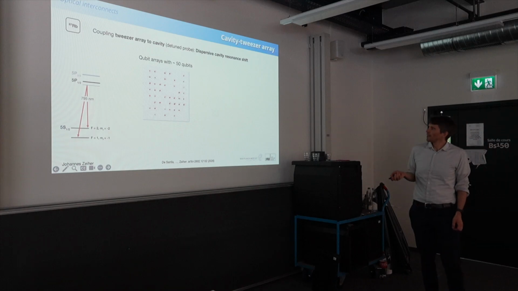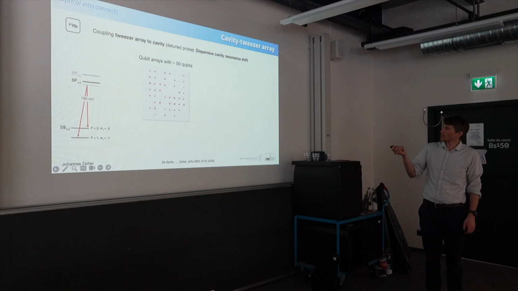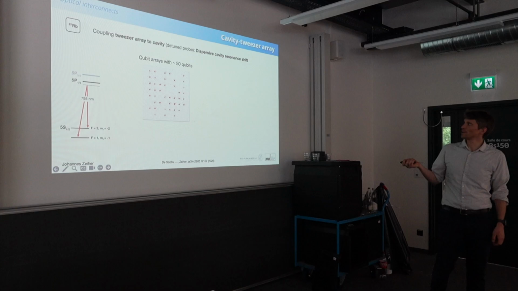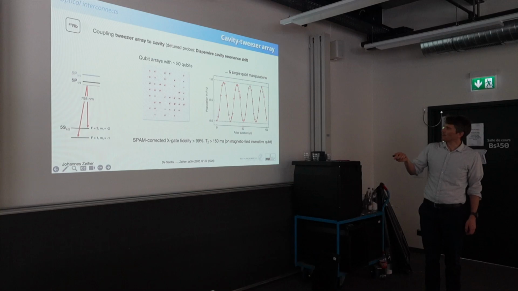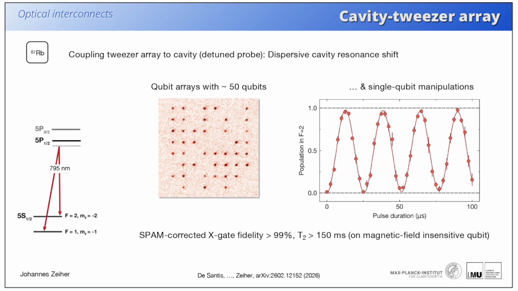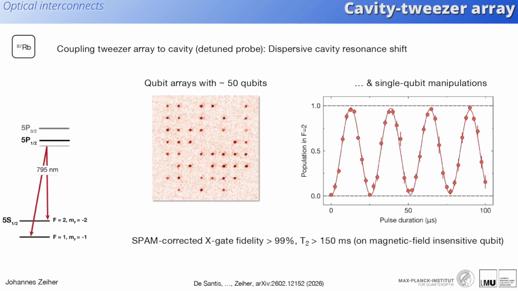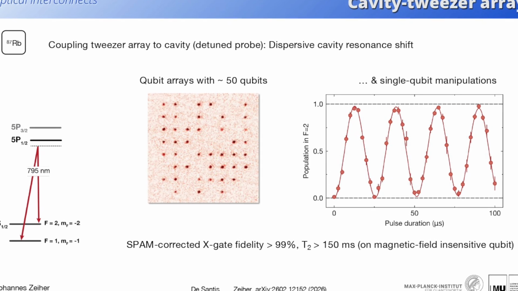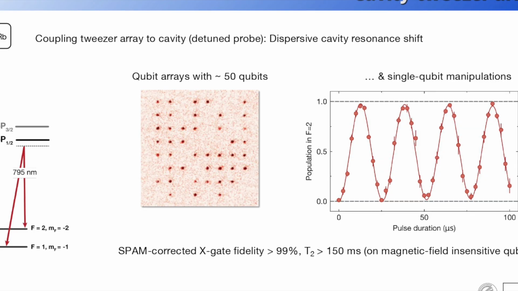So what's the status of the system? At the moment we can realize qubit arrays of rubidium in this case, to make our lives a bit simpler. We use rubidium to start with. We can make qubit arrays of about 50 qubits. We can drive them between two hyperfine states very coherently, so we can do single qubit operations. We've also done randomized benchmarking and get quite nice coherence times. So the single qubit toolbox is pretty much in place.